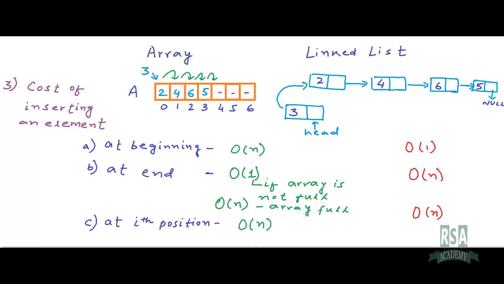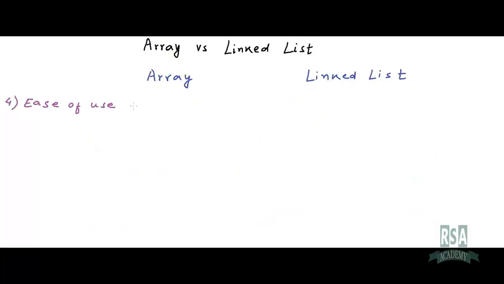And the final parameter that I want to talk about is which one is easy to use and implement. And array definitely is a lot easier to use. Linked list implementation, especially in C or C++, is more prone to errors like segmentation fault and memory leak. It takes good care to work with linked list.